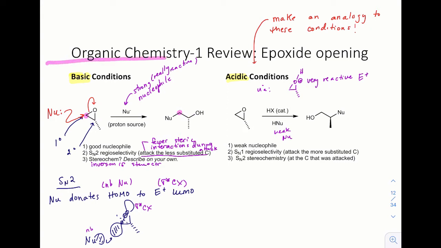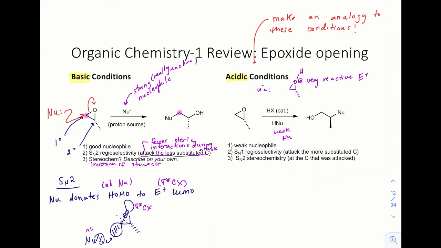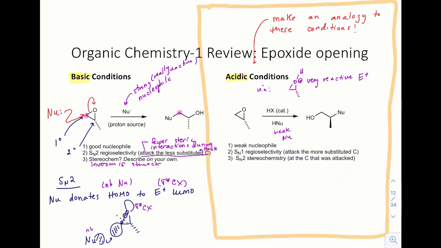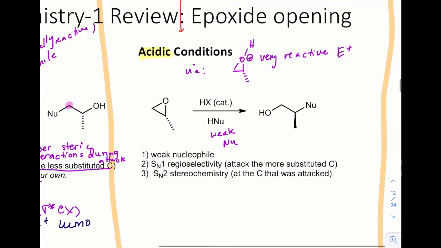Wonderful. Well, hopefully that's a refresher on basic conditions. Now let's review epoxide openings under acidic conditions, as we will make an analogy to what we learned about these types of reactions in Organic Chemistry 1 to what is happening to oxidosqualene in the problem at hand. Under acidic conditions, we mentioned that the epoxide is protonated by a strong acid catalyst, generating the protonated epoxide, which is quite electrophilic.